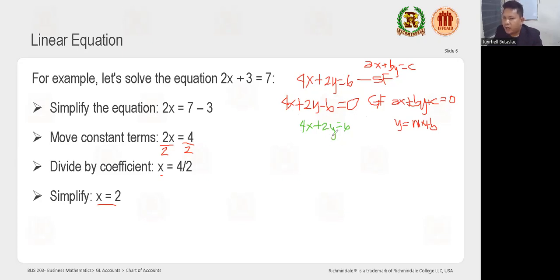And then make the equation like our formula here, y is equal to mx plus b. So all you have to do is transpose. So 2y will remain, equal to 4x transposed to the other side. Since this is positive, it will become negative. So this will become negative 4x. Then copy the positive 6 here.